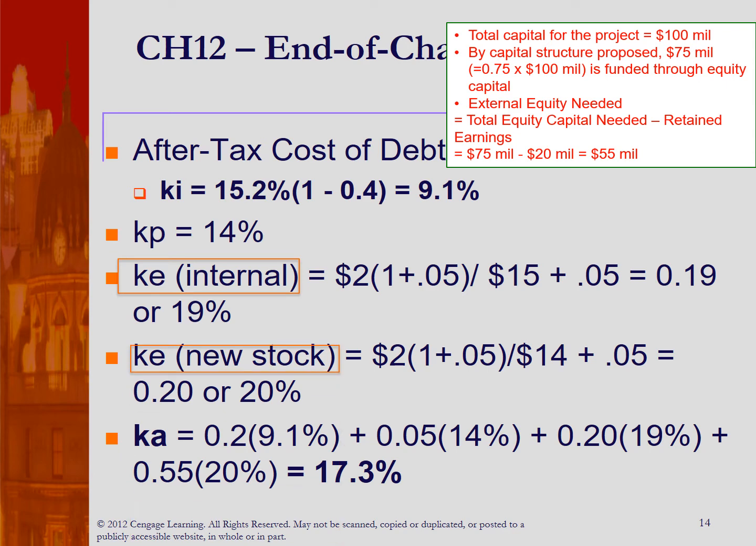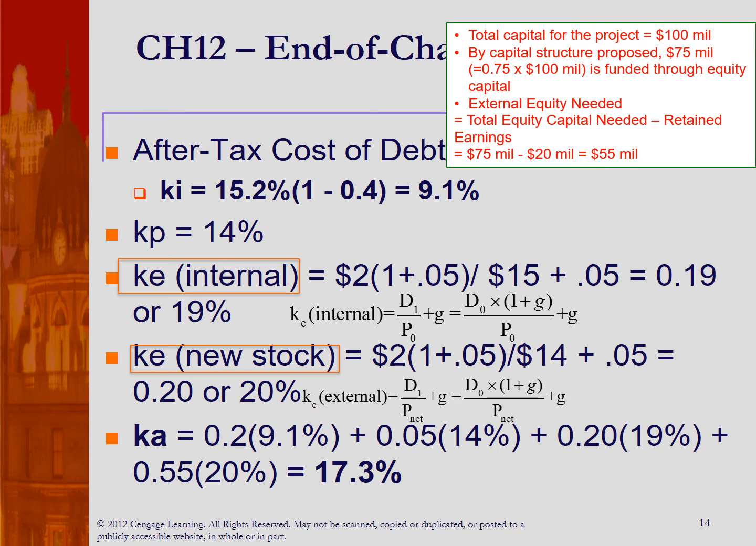Given the information we have, we will use the constant gross dividend valuation model to compute both the cost of internal equity and the cost of external equity. We have current dividend equal to $2, the dividend growth rate equal to 5%, share price equal to $15, and share price net of issuance costs equal to $14. After calculation, we obtain that the cost of internal equity is 19% and the cost of external equity is 20%.